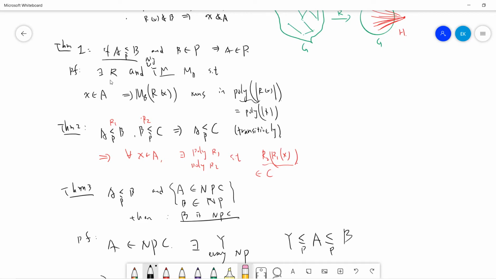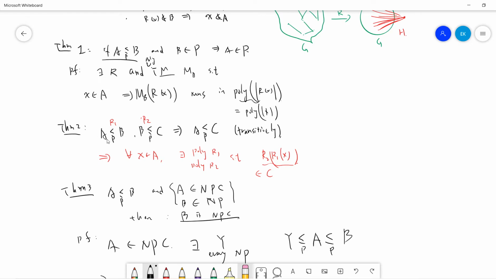The reason is that there is this polynomial reduction R, and a polynomial Turing machine M_B for B. For x in A, M_B can run on R(x), which is polynomial in the size of R(x). But R(x) is also polynomial in |x|. So for any x, you can create a Turing machine that composes with this R, and you can view this composition as another Turing machine. It definitely runs in poly(|x|) time, because the composition of polynomials is a polynomial.